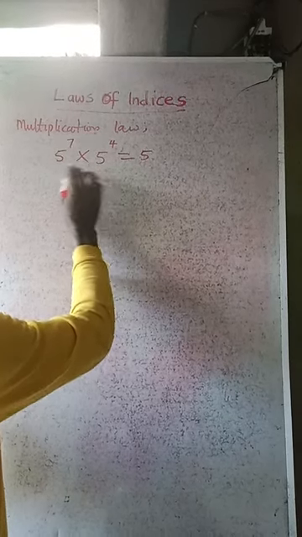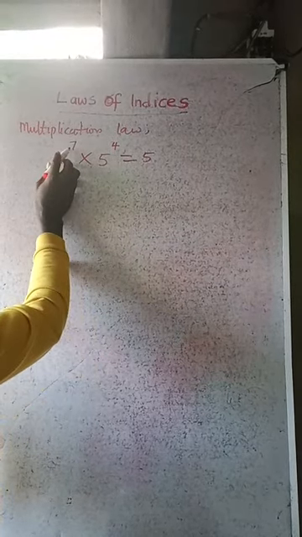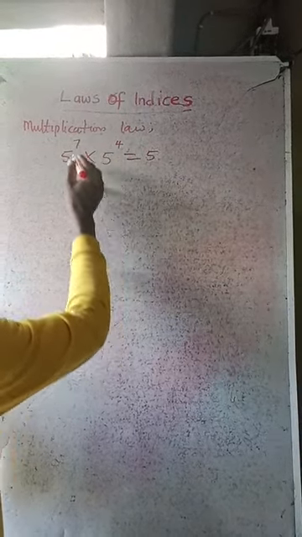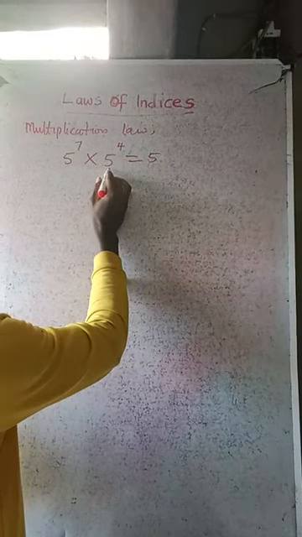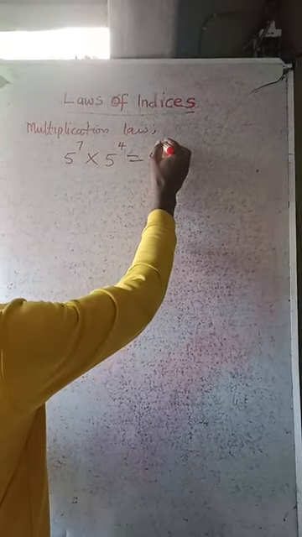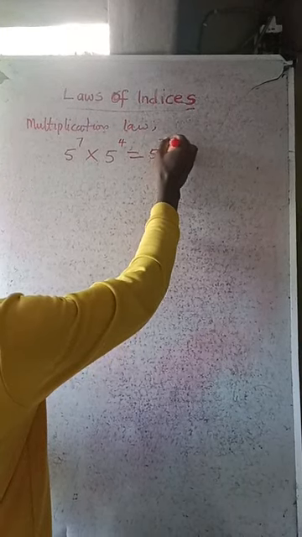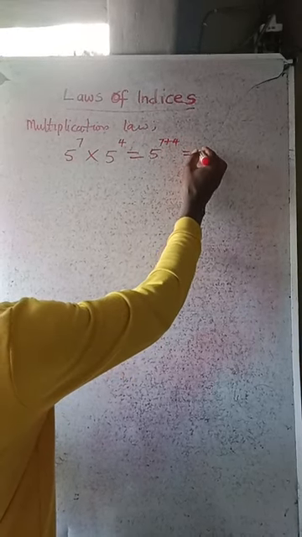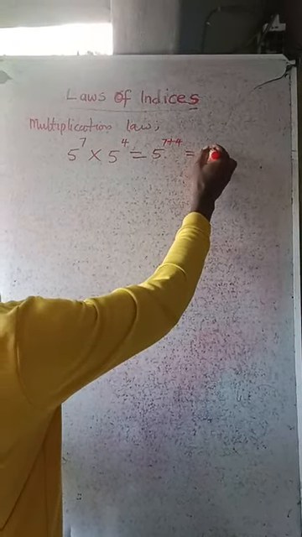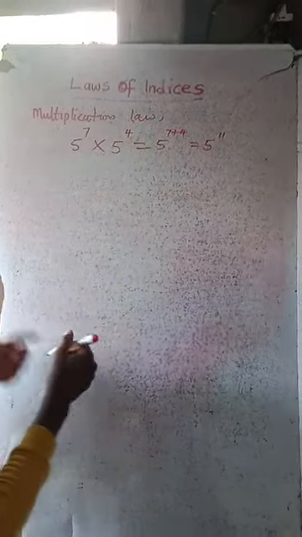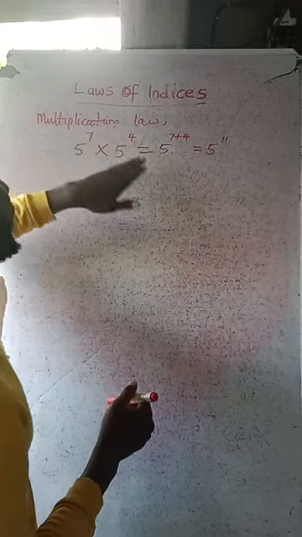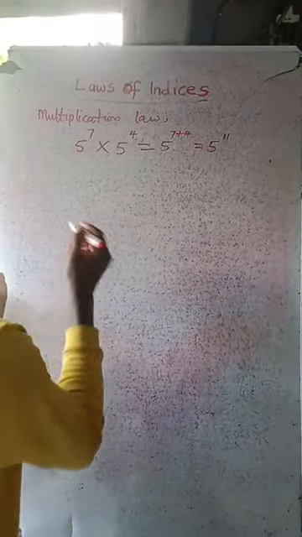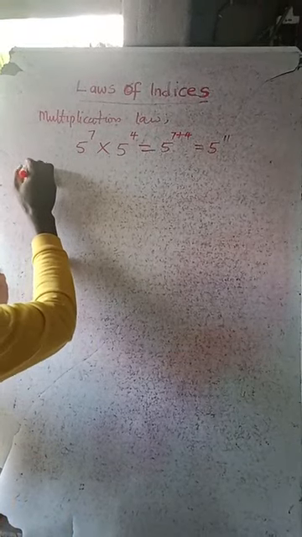So the bases are 5, but their powers, what you do to them is add their powers. So you take one of the bases, which is 5, and then you add their powers, 7 plus 4, and 7 plus 4 is 11. So I'm going to write 5 raised to the power 11. That is how the multiplication law is done.